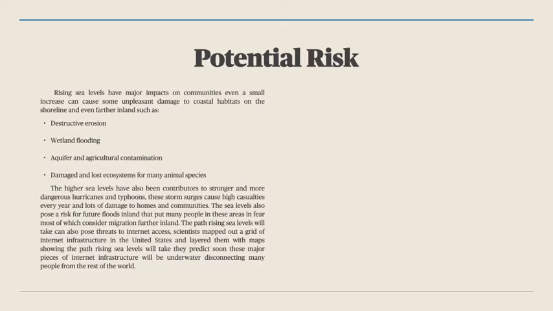The sea levels also pose a risk for future floods inland that put many people in these areas in fear, most of whom would consider migration farther inland. The path rising sea levels will take can also pose threats to internet access. Scientists mapped out a grid of internet infrastructure in the United States and layered it with maps showing the path rising sea levels will take. They predict that soon these major pieces of internet infrastructure will be underwater, disconnecting many people from the rest of the world.